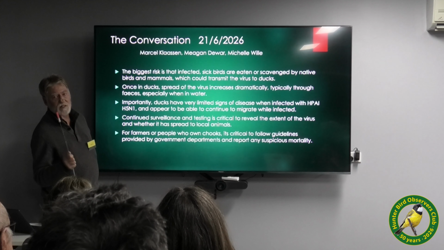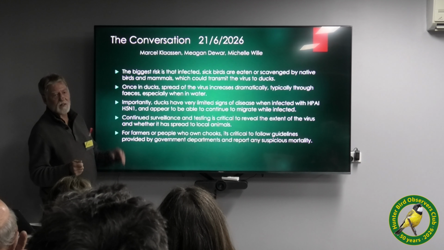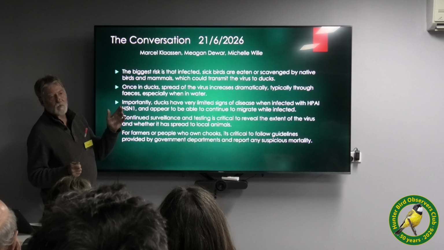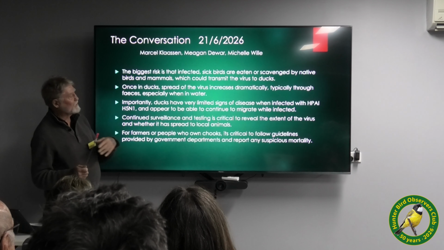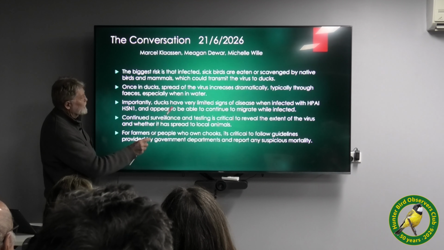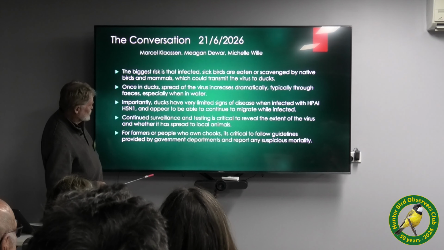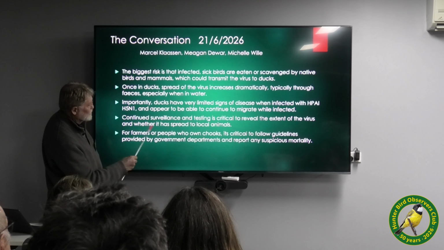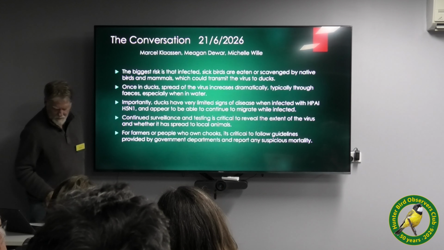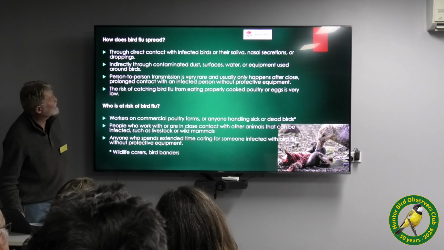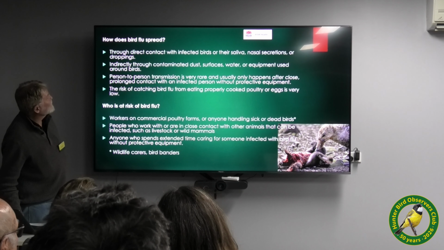Some birds, if they're sick and they're migrating, you think that they will be affected to the stage where they might die during transit. Doesn't appear so with us. Continued surveillance and testing is critical, and for farmers with chickens and the like. We'll come back to that in a minute.